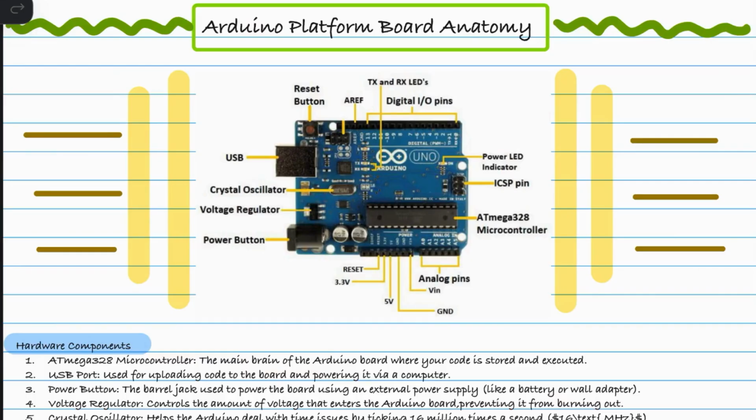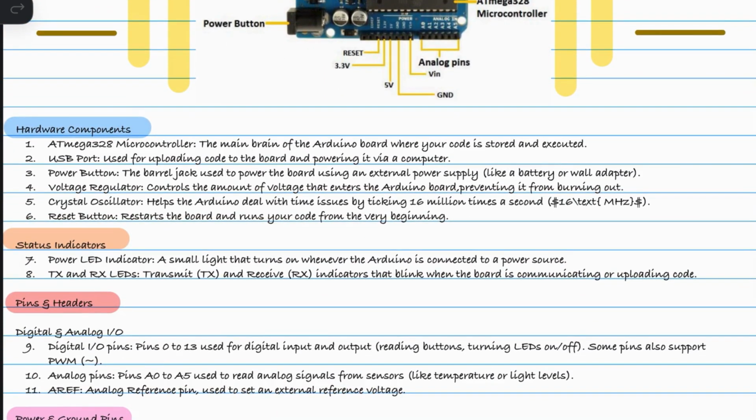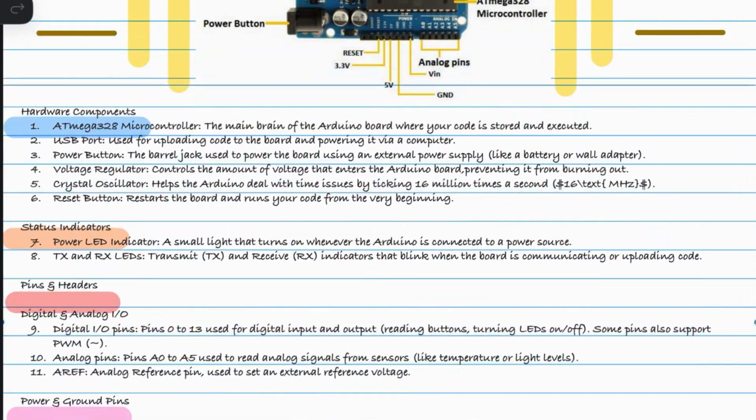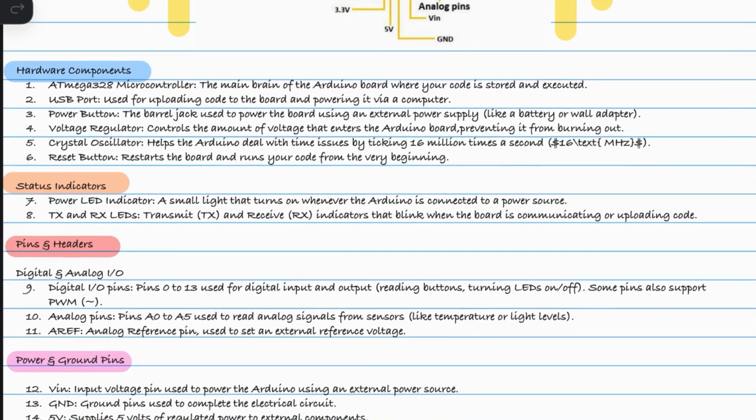Now let's look directly at the hardware anatomy of the world's most popular IoT prototyping board, the Arduino UNO. To write efficient code for the perception layer, you must understand the physical board layout, right? So let's have an overview of how these components actually work. First we'll talk about the hardware components.